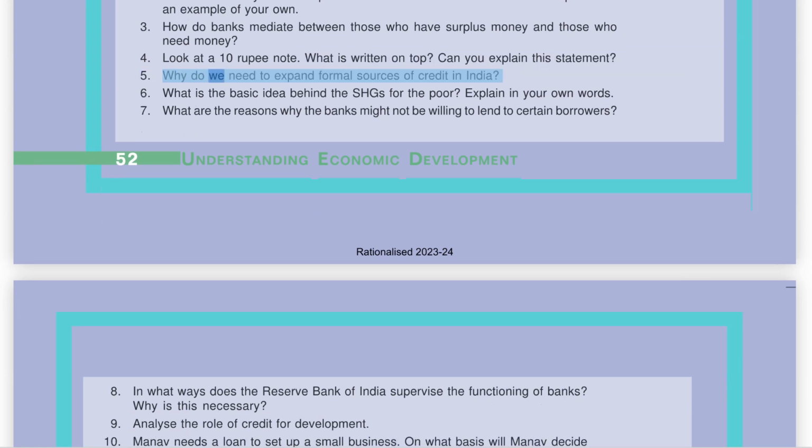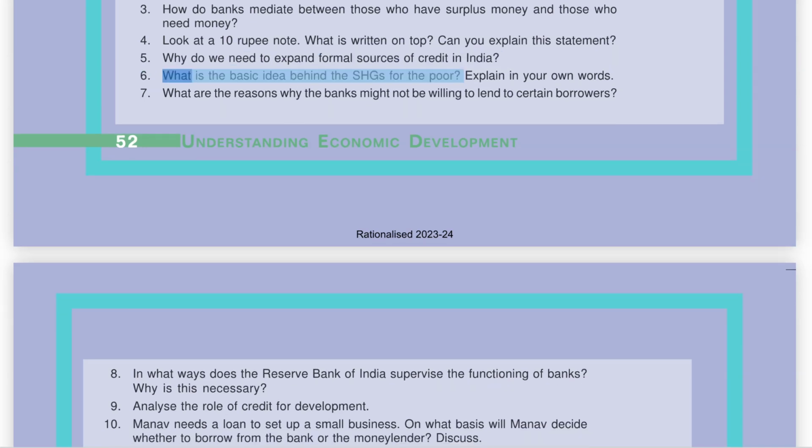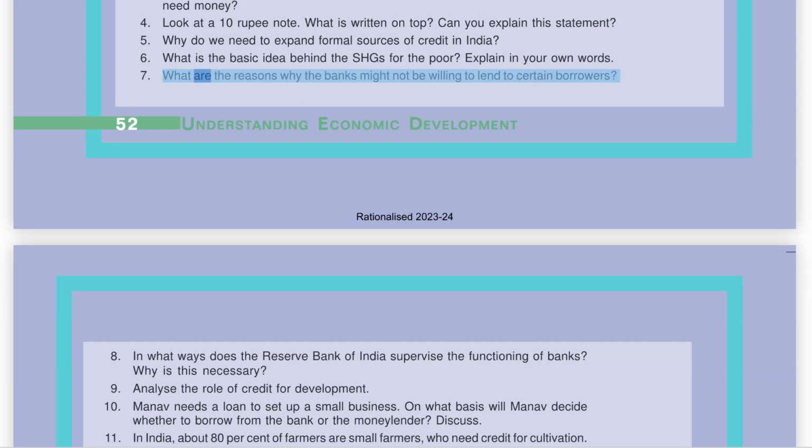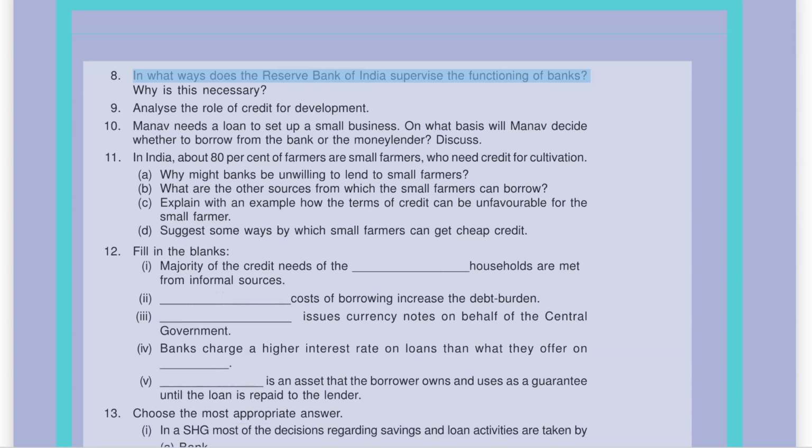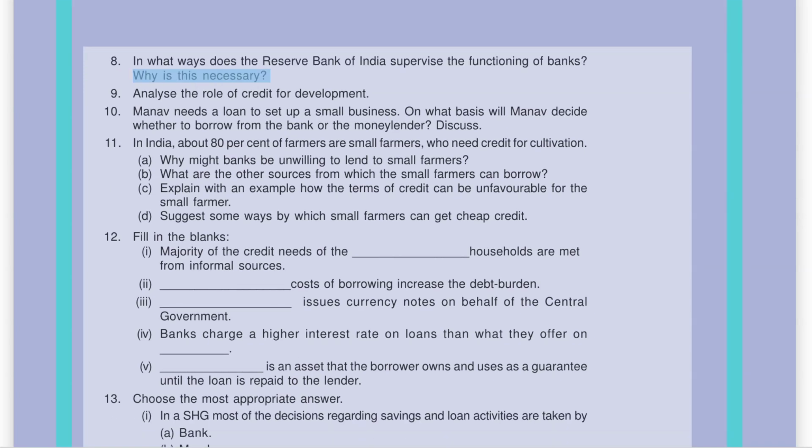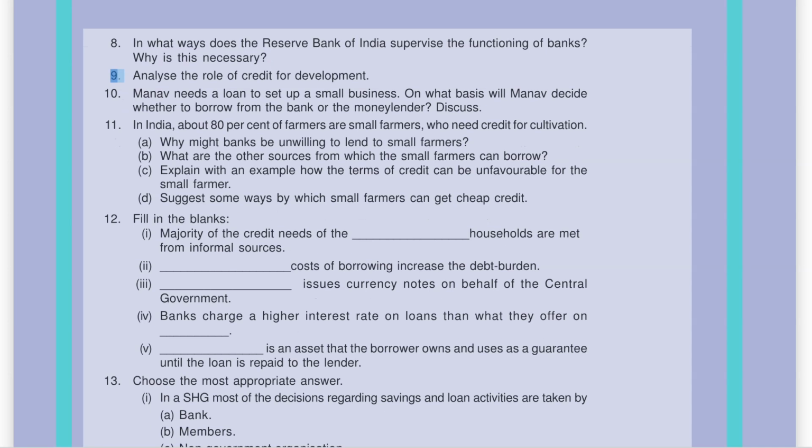5. Why do we need to expand formal sources of credit in India? 6. What is the basic idea behind the SHGs for the poor? Explain in your own words. 7. What are the reasons why the banks might not be willing to lend to certain borrowers? 8. In what ways does the Reserve Bank of India supervise the functioning of banks? Why is this necessary? 9. Analyze the role of credit for development.